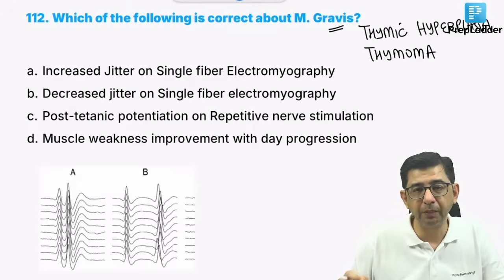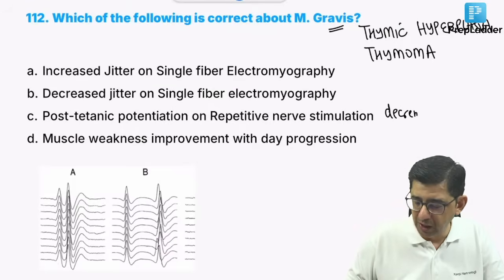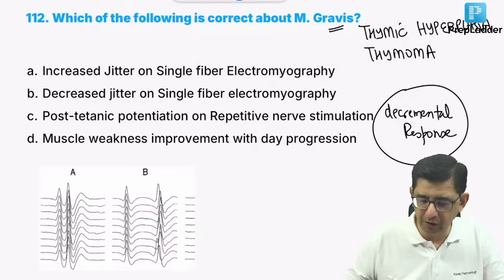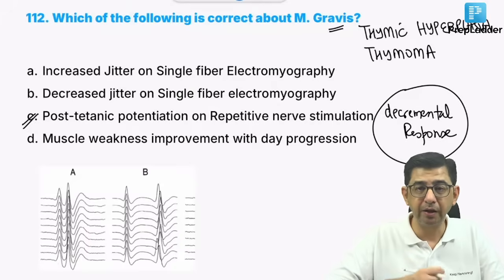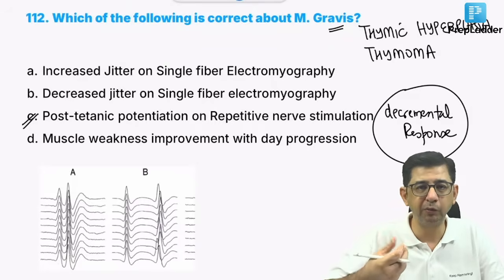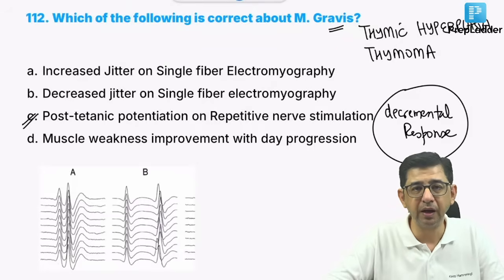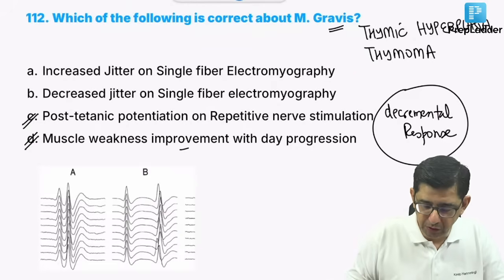The main aspect is that repetitive nerve stimulation should produce a decremental response, which is not what is given in this question. Here it is written post-tetanic potentiation. Tetanic potentiation would mean that it's causing a spasm, right? Tetanic potentiation is not the technical word here. And then muscle weakness improvement with day progression. It is muscle weakness that worsens with day progression. It's not an improvement, right?